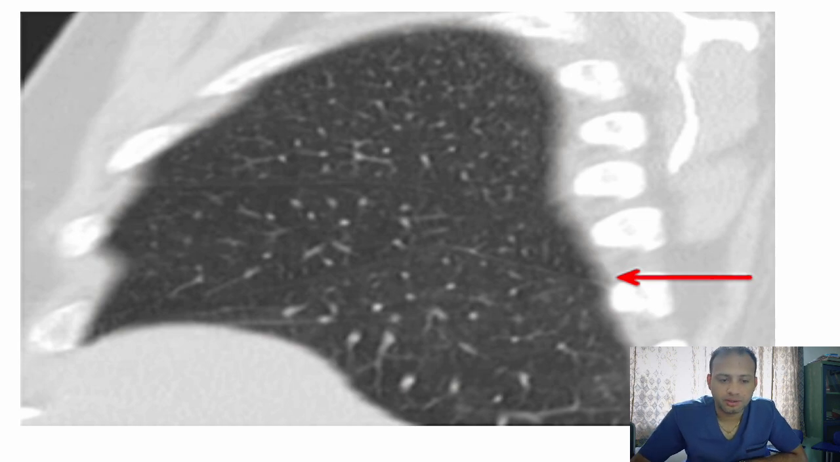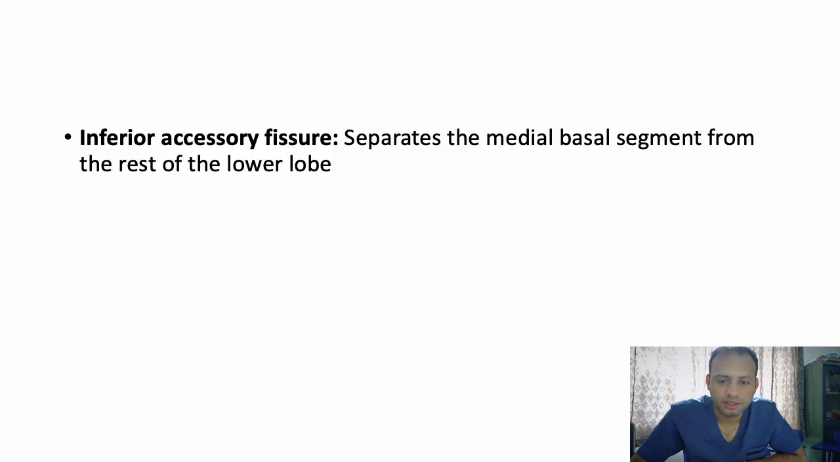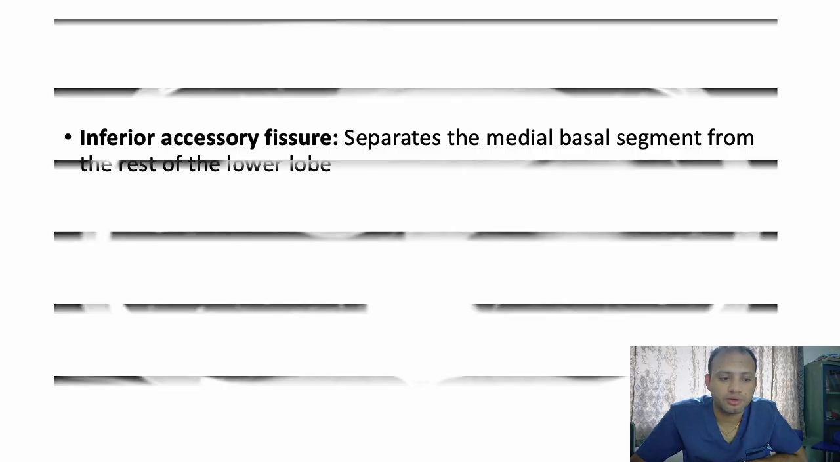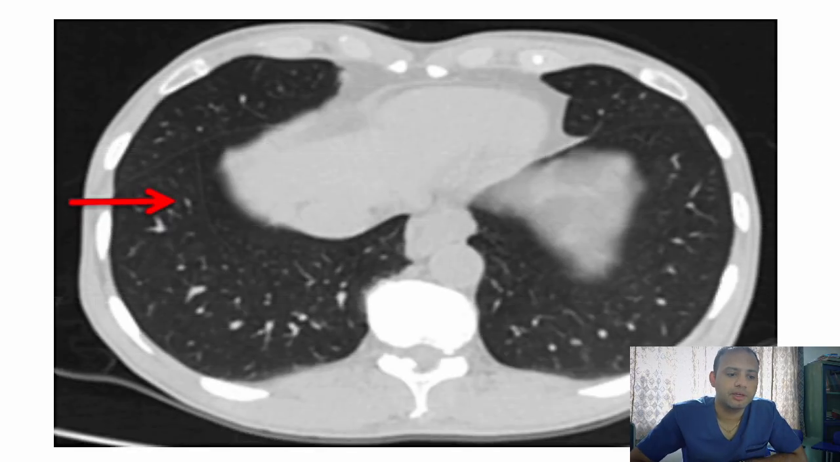So this was a representative image that was kept in the article. And another is the inferior accessory fissure, which separates the medial basal segment from the rest of the lower lobe, as shown in the schematic diagram before. So this is the inferior accessory fissure, which separates segment 7 from the rest of the basal segments, 8, 9, 10.